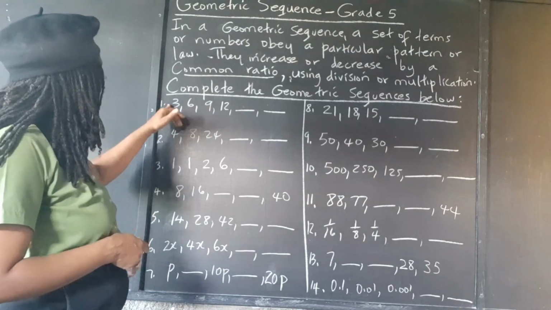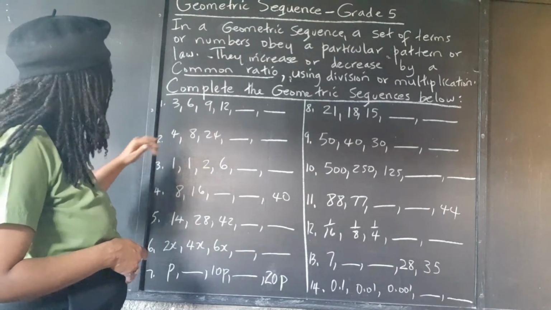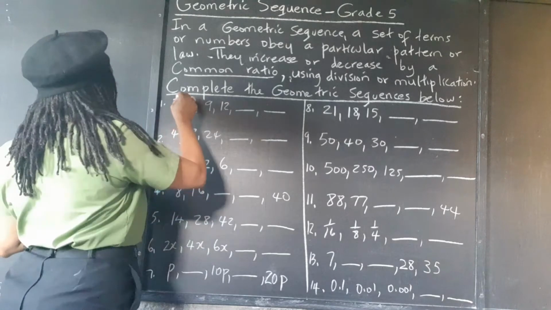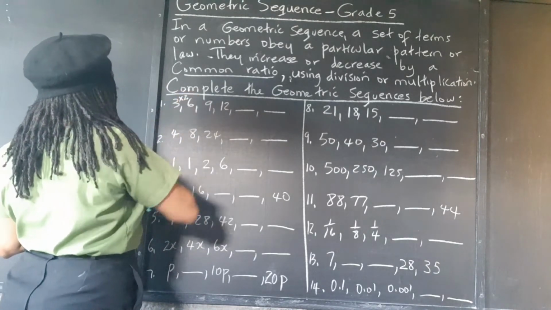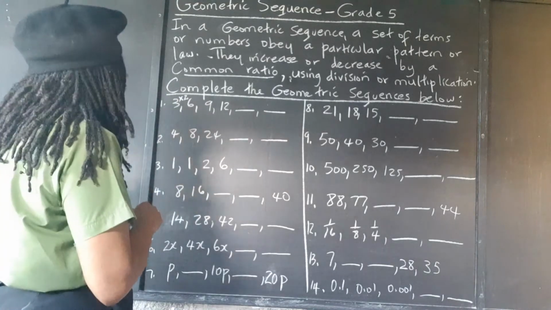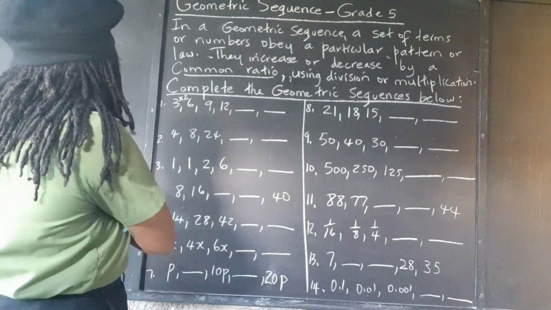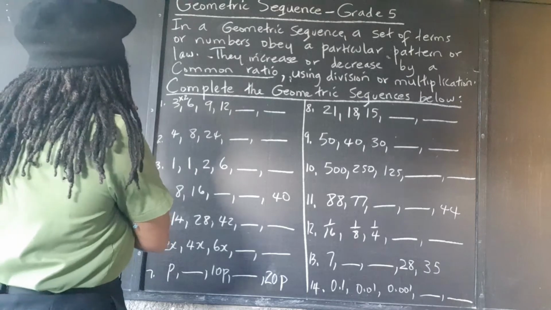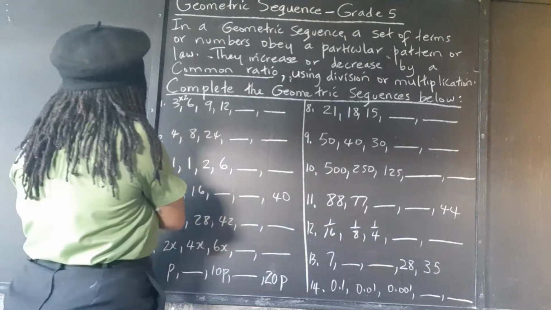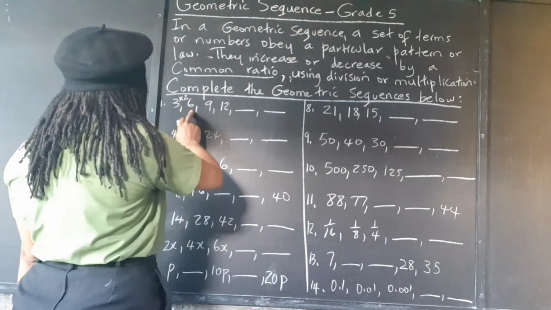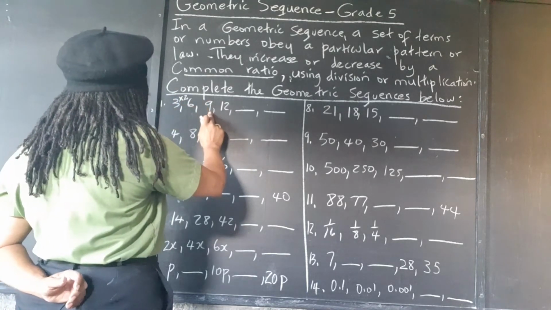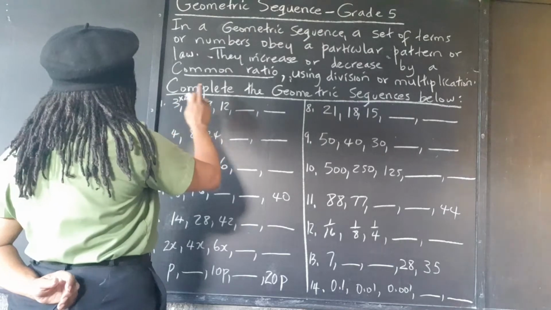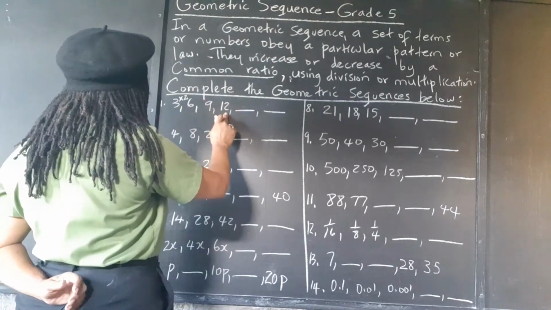So from 3 to 6, we are multiplying by 2. 3 times 2 is 6. And 3 to 9. So 3 times 2 gives 6. 3 times 3 gives 9. 3 times 4 gives 12, and so on.